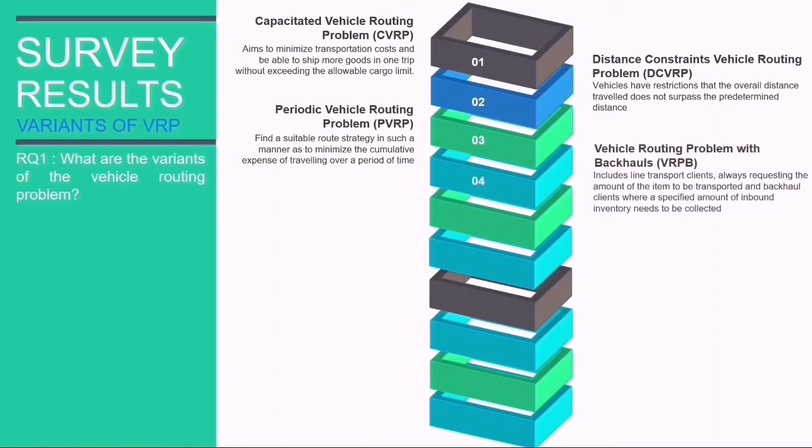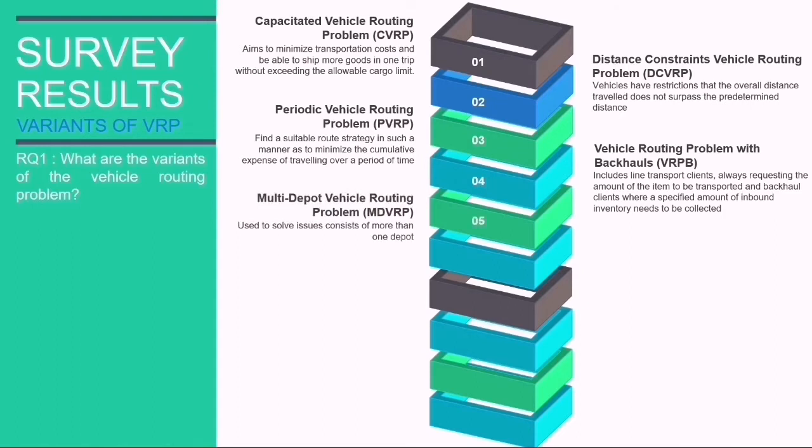Vehicle routing problem with backhauls contains two subsets. The first subset includes line haul clients, always requesting the amount of the item to be transported. The second subset covers backhaul clients, where a specific amount of inbound inventory needs to be collected.